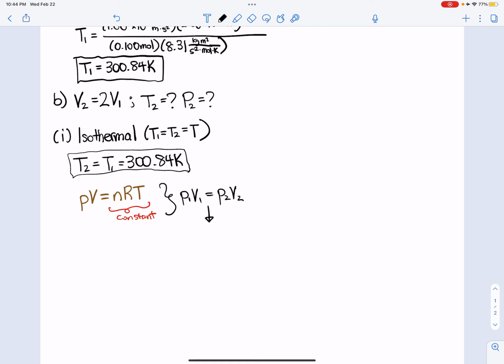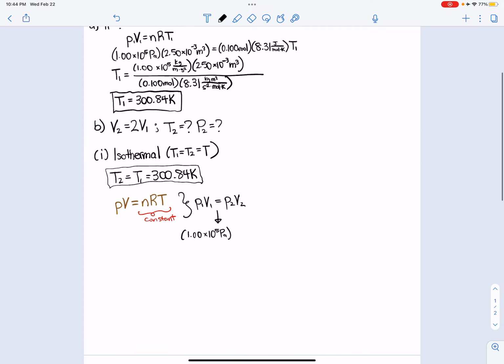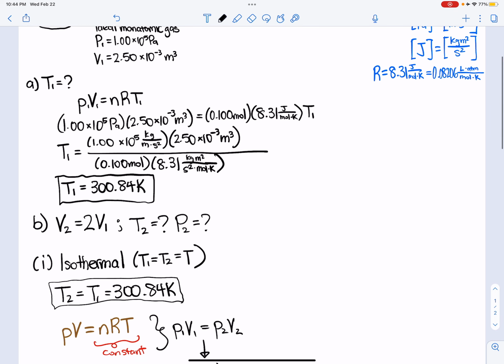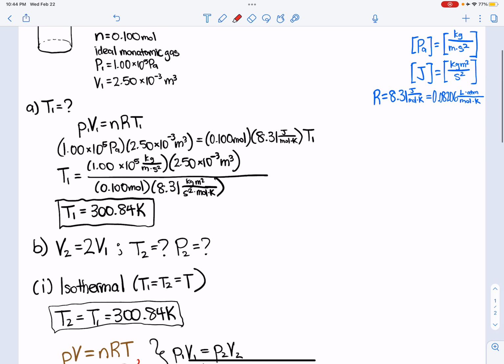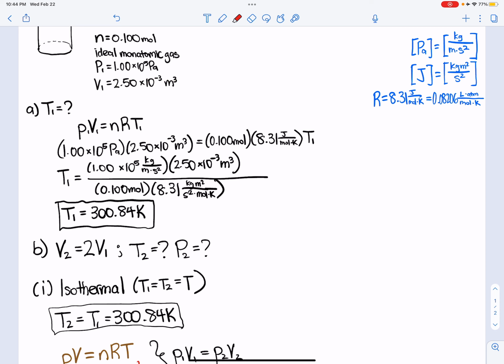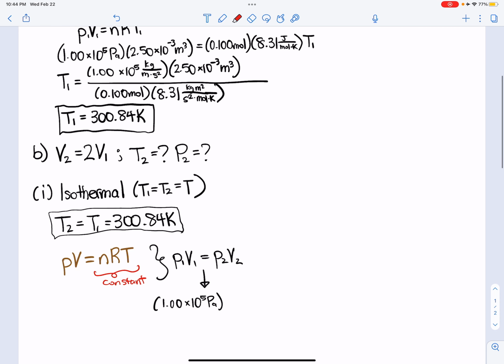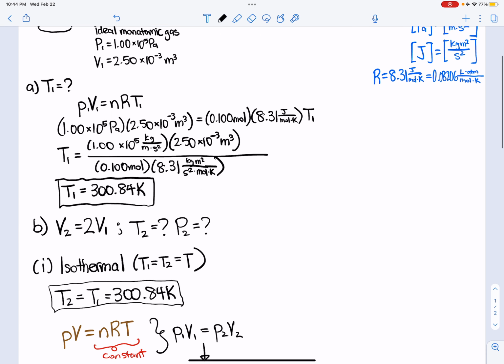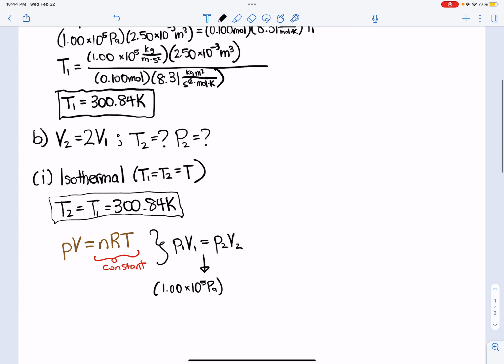So 1.00 times 10 to the 5th Pascal. And then V1, the volume, wasn't given to us. We just know that, it was given to us right here, right? But also I know that V2 is just equal to 2V1, right? So let's plug in V1, 2.50 times 10 to the minus 3.